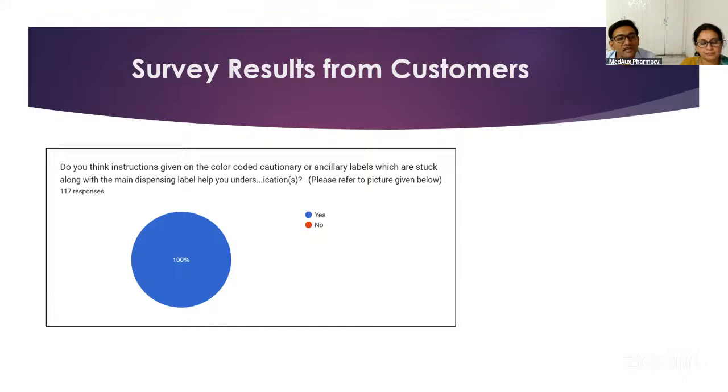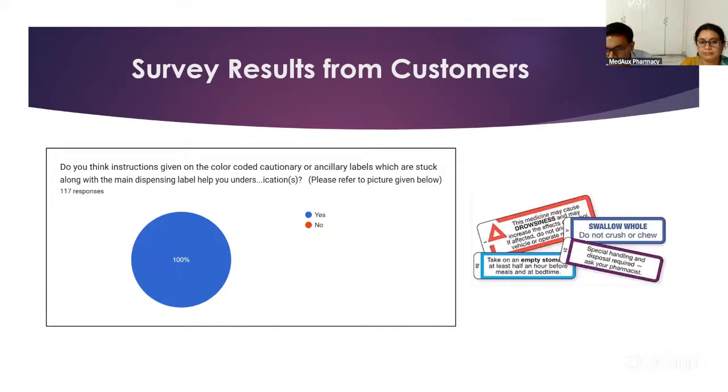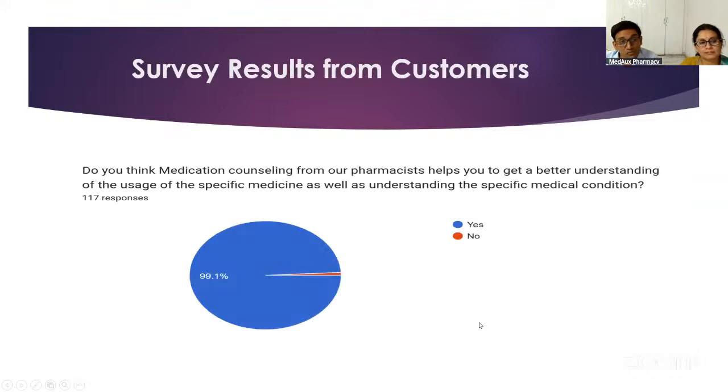Then, do you think the instructions given with the color-coded cautionary labels help? It's 100%. Everyone likes it. They love it because it helps them to identify the side effects and in terms of increasing the medicine efficiency and all other aspects of taking the medication. So this is one important aspect.